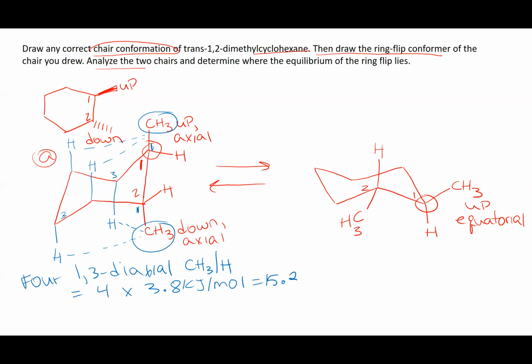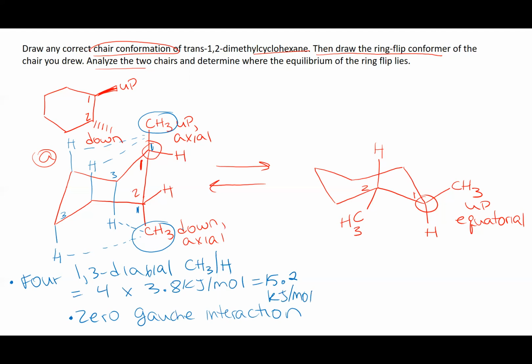Now on the chair A, there are 0 gauche interactions. Those 2 methyls are on adjacent carbons, but they're 180 degrees apart. So they're not interacting. There's no steric strain. They're not being brought together closer than the radius of the atom. So there are 0 gauche interactions. 15.2 kilojoules per mole is the strain added by those axial substituents.